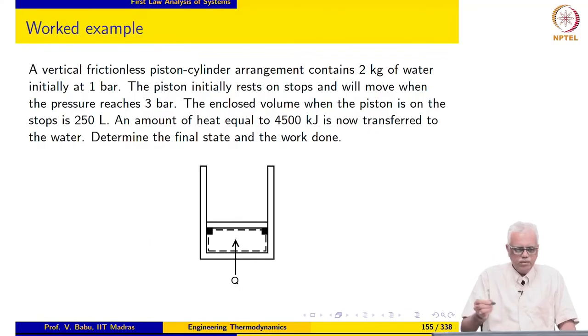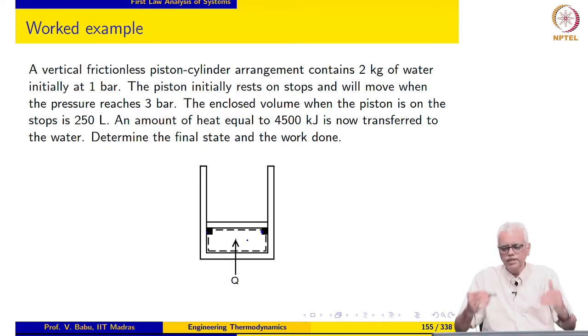Let's go to the next example. So here we have a vertical frictionless piston cylinder arrangement. This contains initially 2 kg of water at 1 bar. The piston initially rests on these two stops, okay? And when the pressure inside reaches 3 bar, the piston will begin to move.